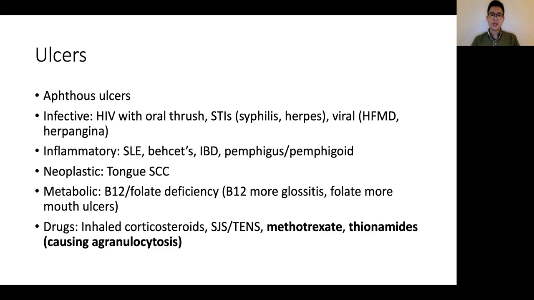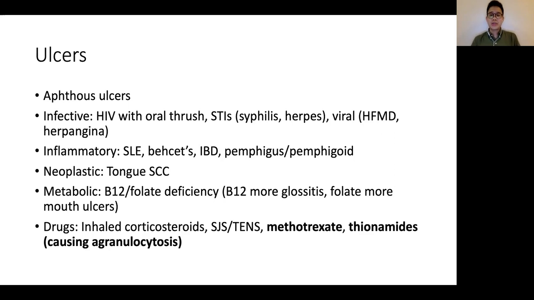Inflammatory disorders, importantly, would be to think of SLE, Behçet's, as well as IBD. Neoplastic disorders: SCC of the tongue can begin as an ulcer. So it's important to look for red flags such as bleeding, increase in the size of the ulcer, as well as risk factors. Metabolic deficiencies like folate deficiency can cause mouth ulcers, and B12 deficiency can cause glossitis.